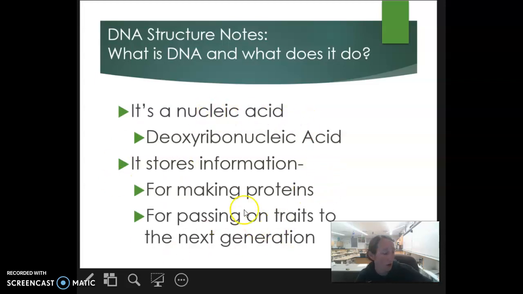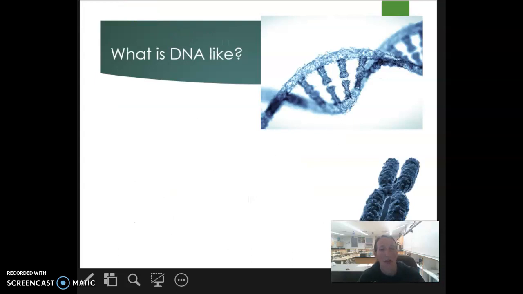So this is going to go in that space where it has DNA structure. So you can just pause the video and get this written down as needed. All right, so we're going to go to the next slide.